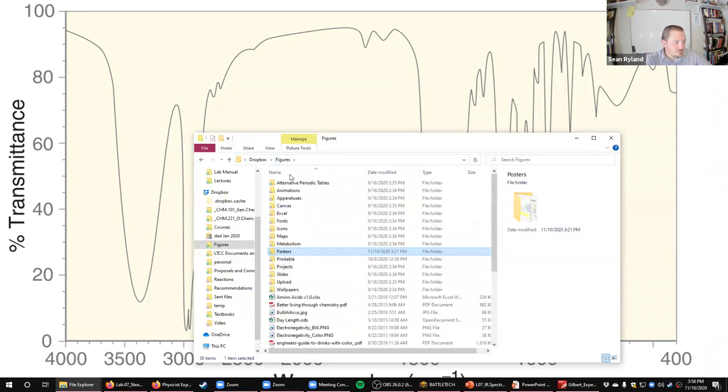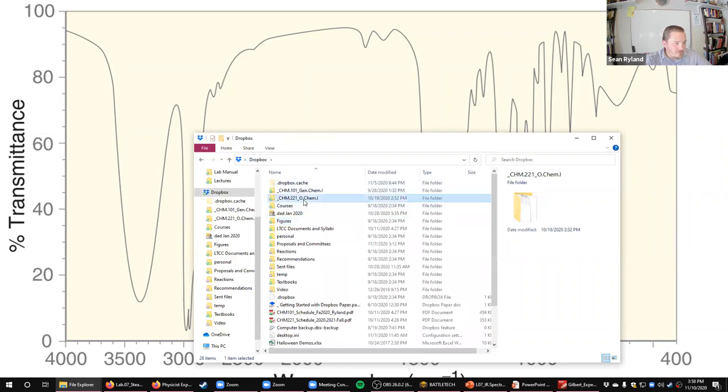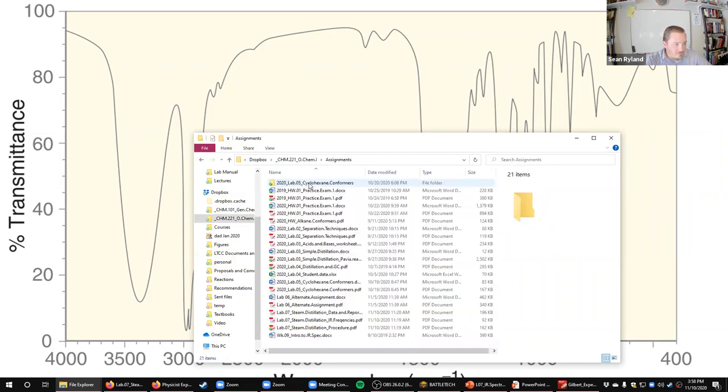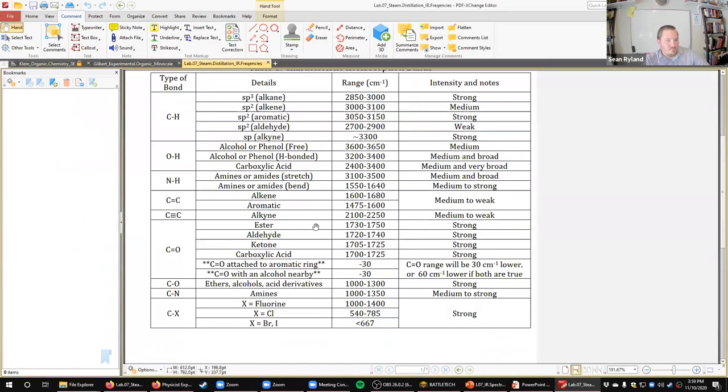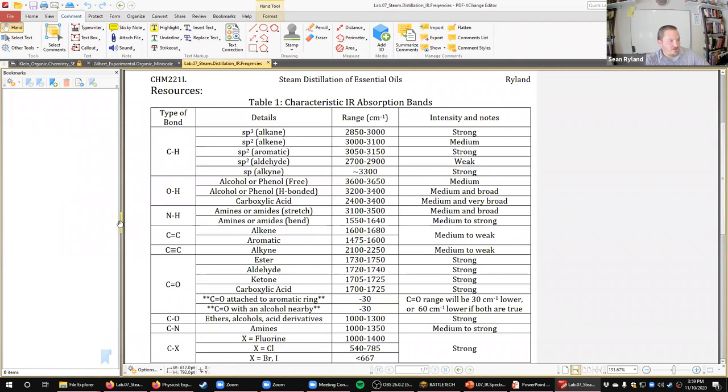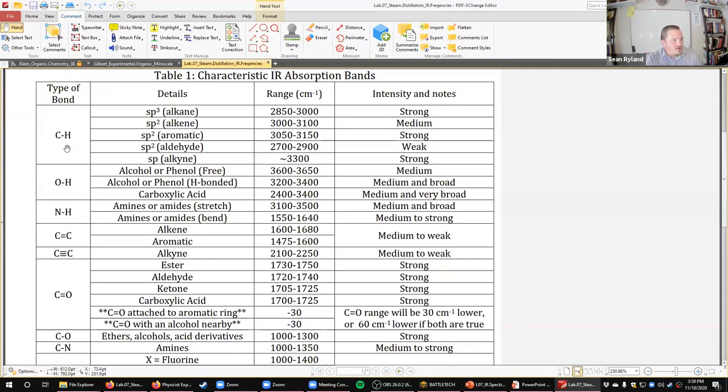which, again, let me pull that up. Now I'm going to use the one that I made, just because this looks a lot more standard than the compound interest one. Anything that shows up above 3,200 is usually going to be an OH or an NH group. There's only a few things that show up all the way up there.